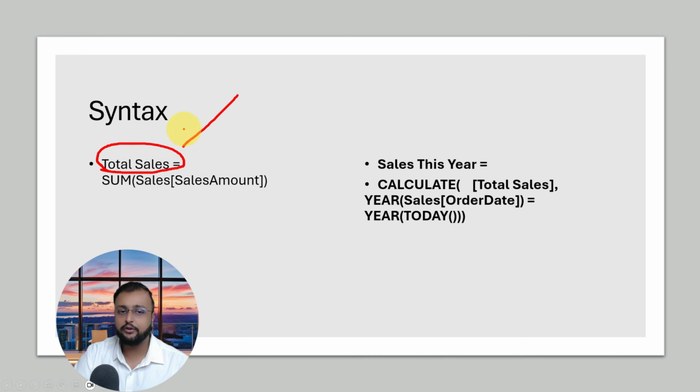So let's say I want to calculate any kind of sales over here. I can just write my measure as total sales, and inside that I can provide some sort of DAX function, like SUM, and which column you want to sum, your table name and then your column name. That's what you basically supply.